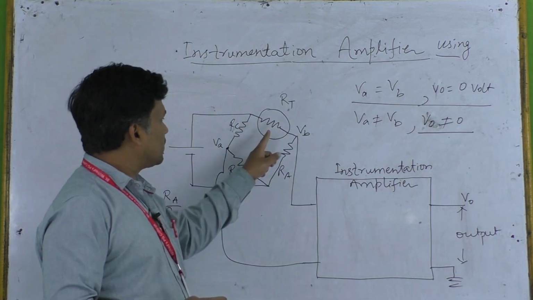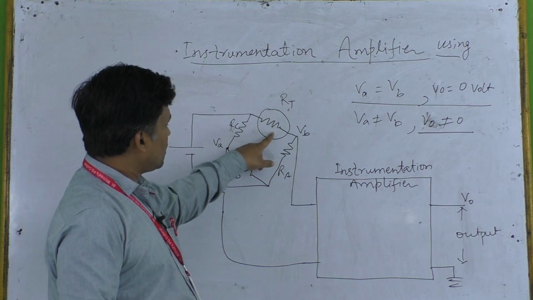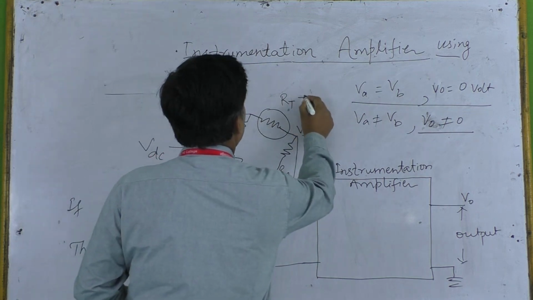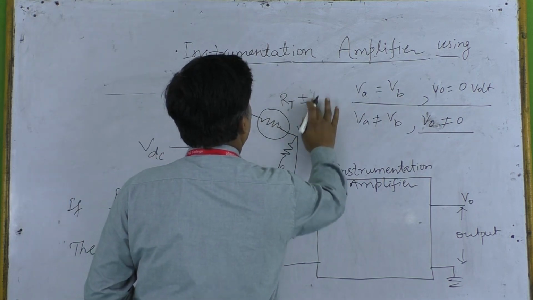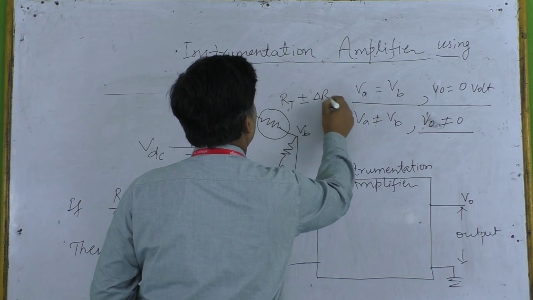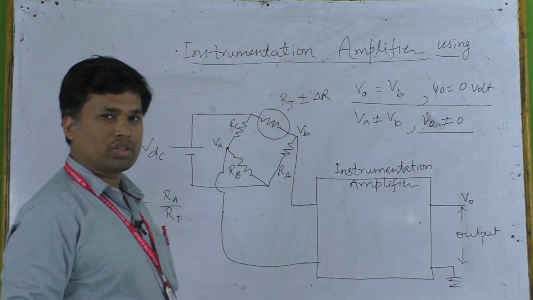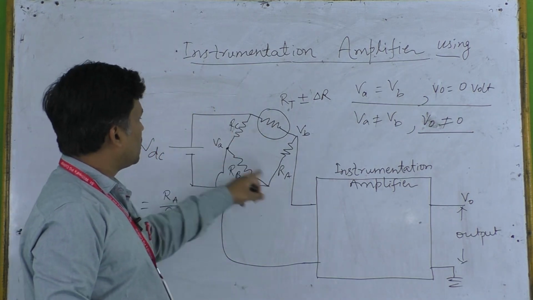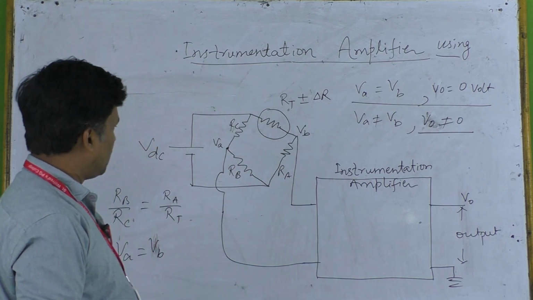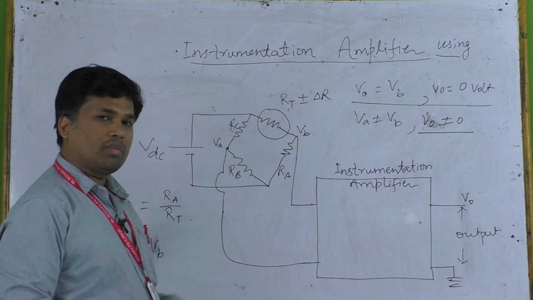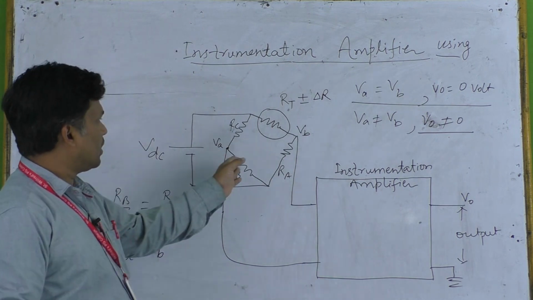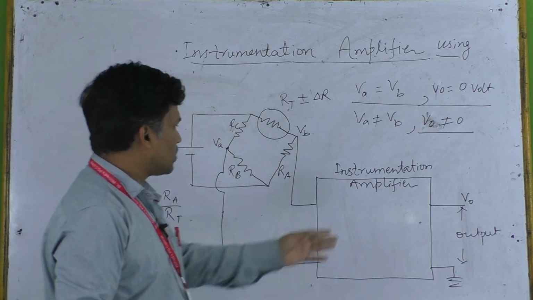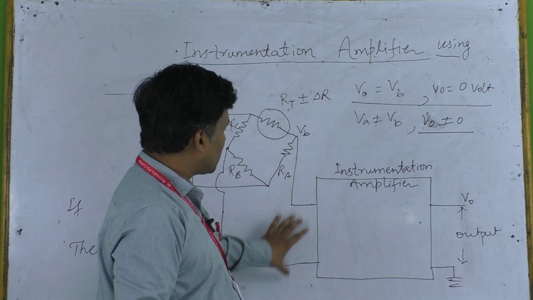Now let's suppose the temperature changes. If the temperature changes, then this particular resistance will change, and so we will use a particular change in resistance value, that is delta R. Either it will increase or decrease according to the temperature variation. So this resistance will change while all these three resistances remain the same. Therefore this bridge will become unbalanced, and we need to find the expression in the unbalanced situation, what will be the difference between VA and VB, and this instrumentation amplifier will just amplify the difference between these two.